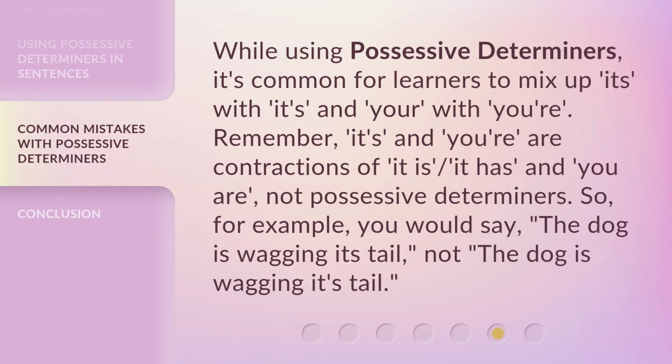While using possessive determiners, it's common for learners to mix up its with it's and your with you're. Remember, it's and you're are contractions of it is, it has, and you are, not possessive determiners. So, for example, you would say, the dog is wagging its tail, not, the dog is wagging it's tail.